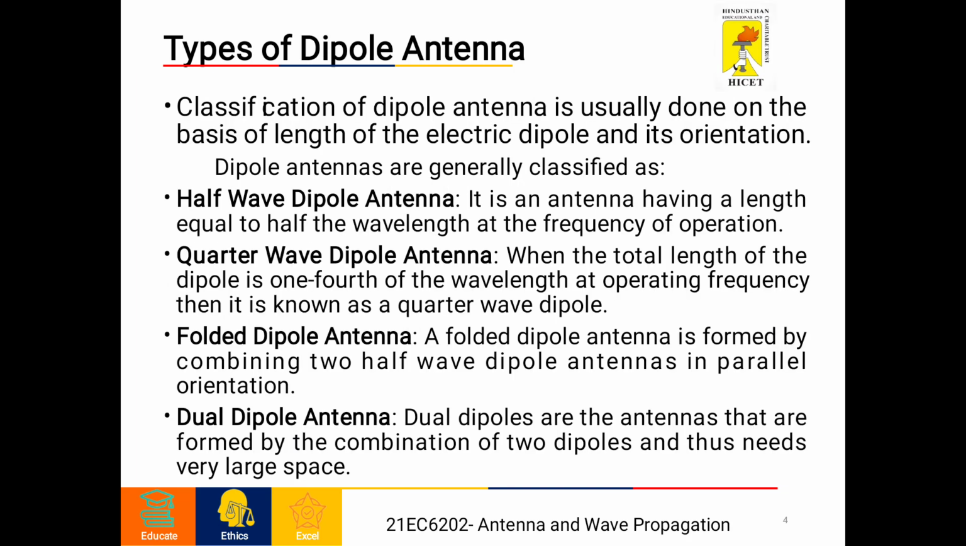Types of dipole antenna. Dipole antenna is classified based on the length of the electric dipole and its orientation. There are four types of dipole antenna: half-wave dipole, quarter-wave dipole, folded dipole and dual dipole antenna.